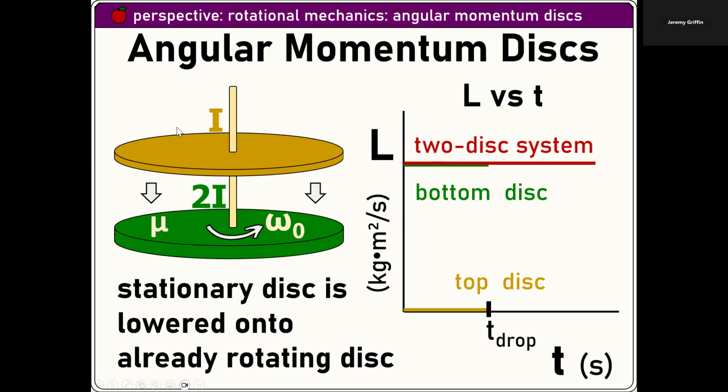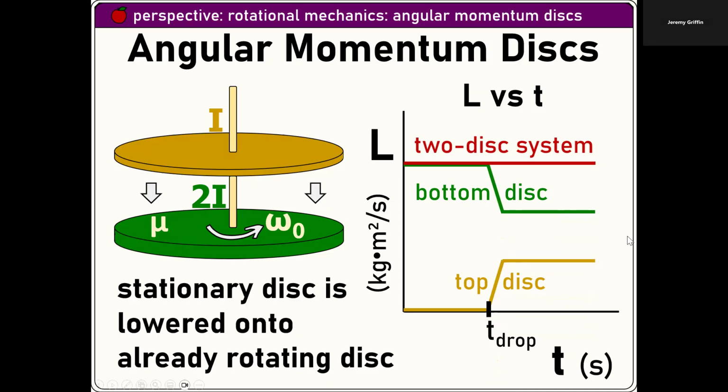But they have different I values. And the I values are a ratio 2 to 1. And L is equal to I times omega. Well, if L is I times omega, they have the same omega, but the I's are a ratio 2 to 1. Then how do you think this graph finishes off? Boom. There you go. That's for that scenario.